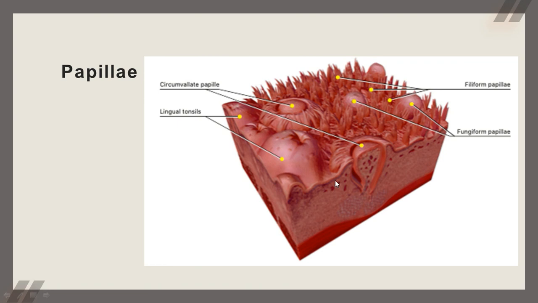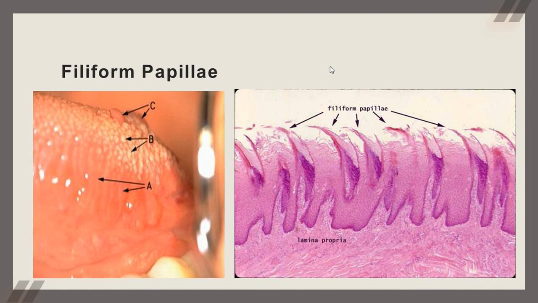They are present on the lateral part of the tongue. So on the lateral part of the tongue, you will see the foliate papillae as a form of folds. 7 to 11 folds will be present on the lateral border of the tongue, which will be your foliate papillae. Okay. So we'll go into each papillae.